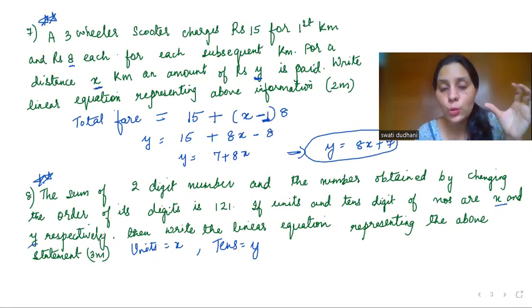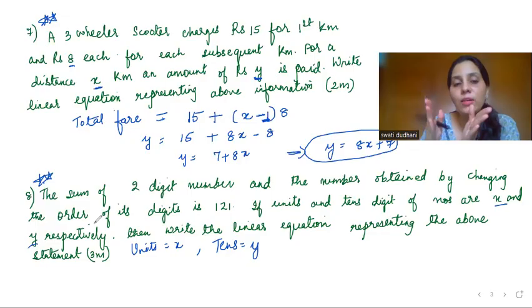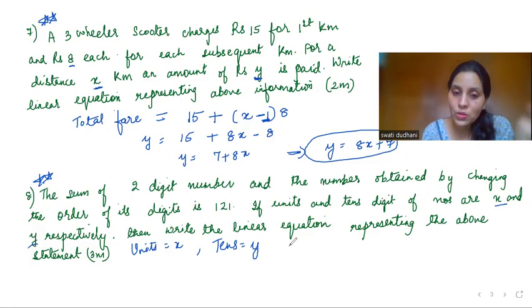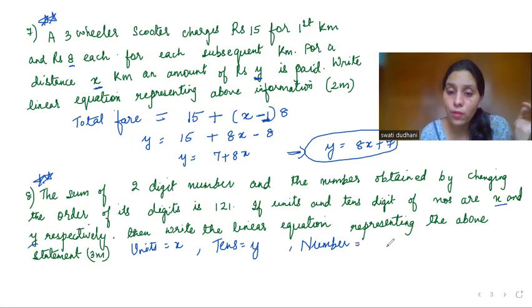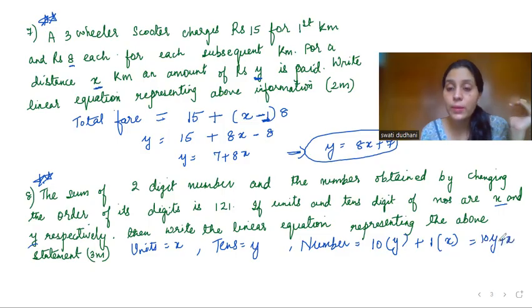So you know in a two-digit number, you will have tens and ones place, right? So ones place is given as x and tens place is given as y. So from this, what is the number formed? How does a number form? 10 into its tens digit plus 1 into its ones digit, x. So basically your number is 10y plus x.